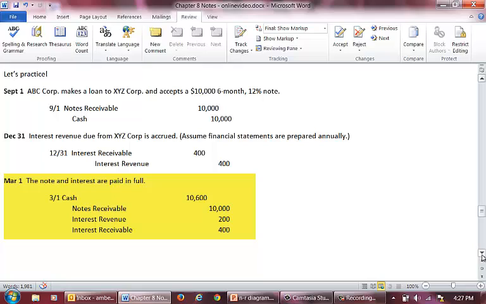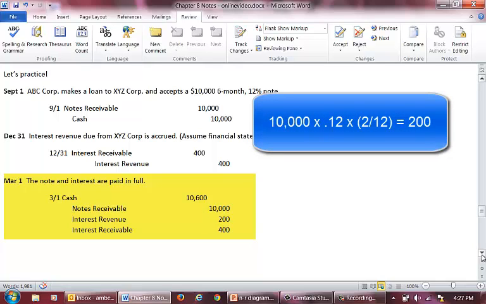We debit cash for $10,600, and we will credit notes receivable for the principal of $10,000. We have accrued $400 of interest in the prior period, so we would credit interest receivable for this amount. Finally, we would credit interest revenue for the revenue earned in the current period, which is $200. This is calculated again by using our formula of principal times rate times time, or 10,000 times 12% times 2/12. The 2 in the numerator represents the 2 months that have passed in the current period, all of January and all of February.